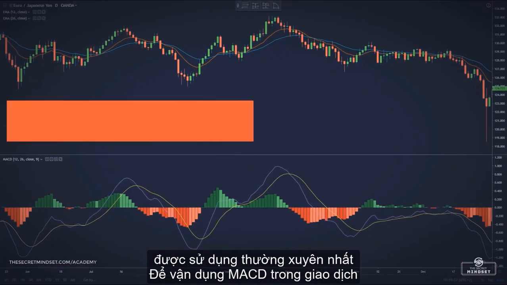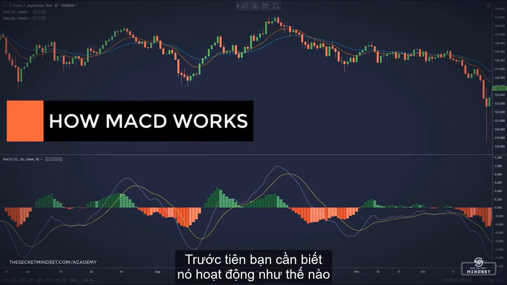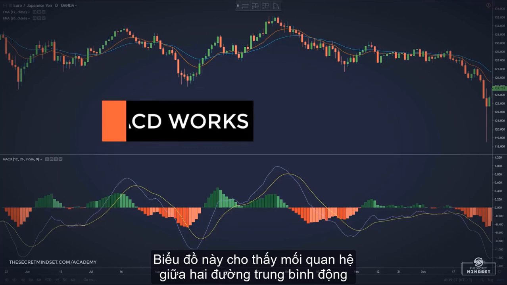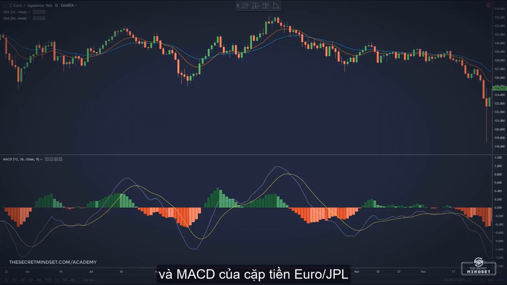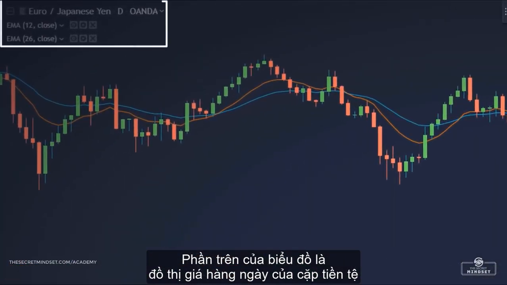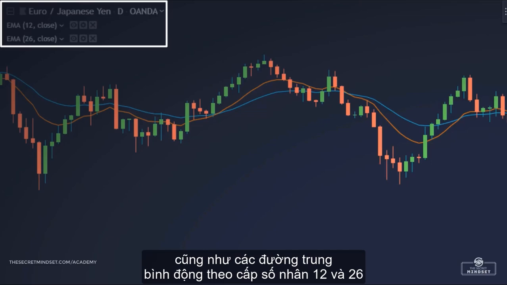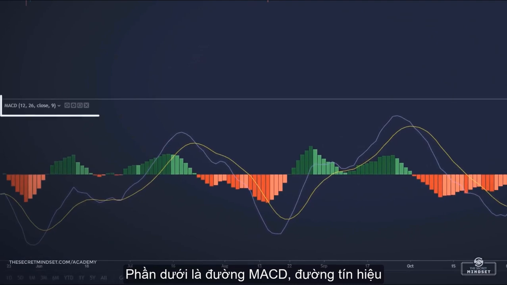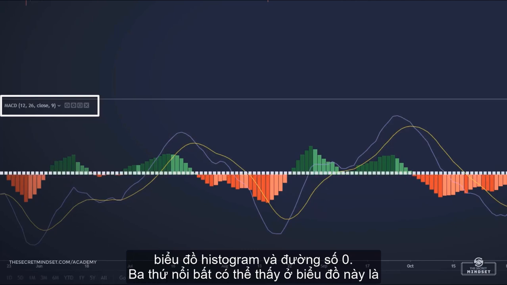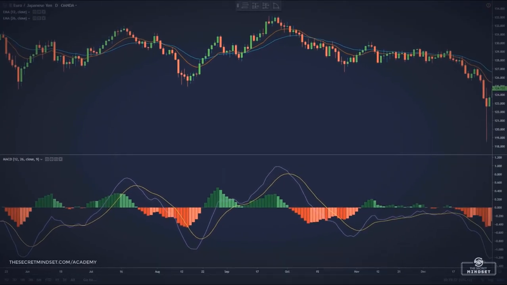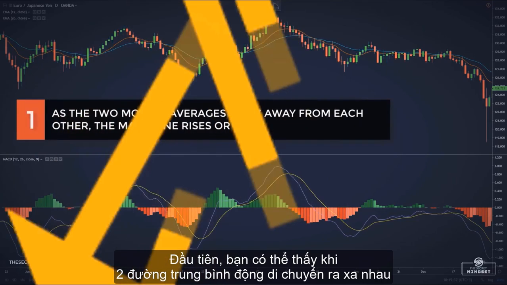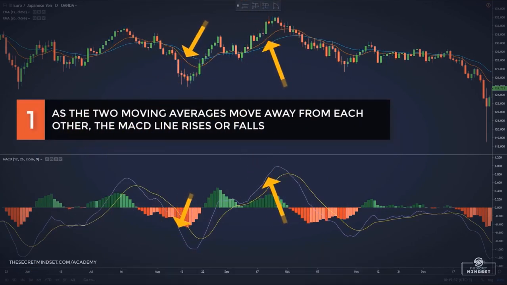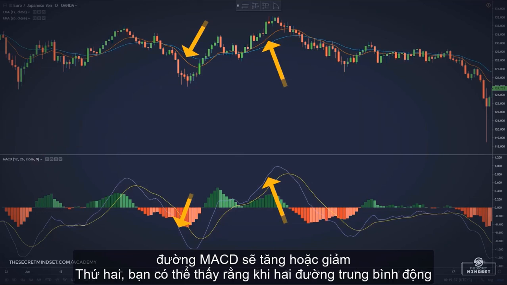To understand how the MACD can be used in trading, you first need to know how it works. This chart shows the relationship between the two moving average lines and the MACD for EUR/JPY. The top part of the chart contains the daily prices for the currency pair, as well as the 12 and 26 exponential moving averages. The bottom part contains the MACD line, the signal line, the histogram, and the zero level. Three things stand out from this chart. First, you can see that as the two moving averages move away from each other, the MACD line rises or falls.